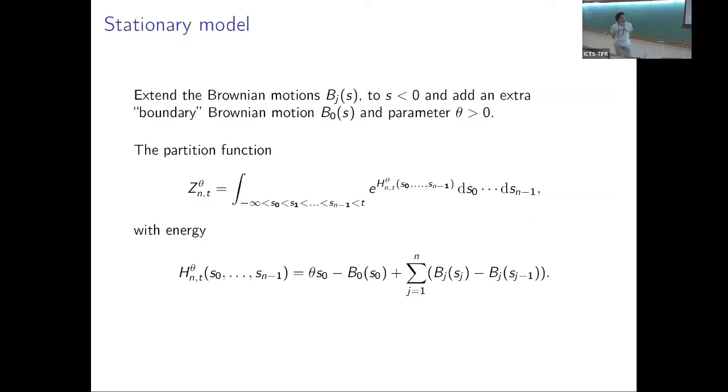The model that they introduced is this one, where instead of n-1 times, we have an additional time S0 that has a special role because it's in the Hamiltonian, it appears with this linear coupling term, theta times S0. And this is called the stationary O'Connell-Yor polymer. On the next slide, you'll see why it's called stationary. But same idea, we integrate over this n tuple, and we sum n independent Brownian motions, Brownian increments across these jump times.